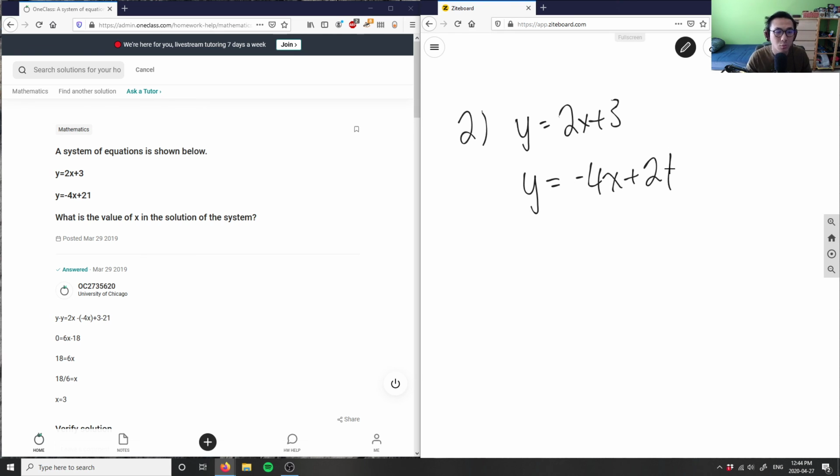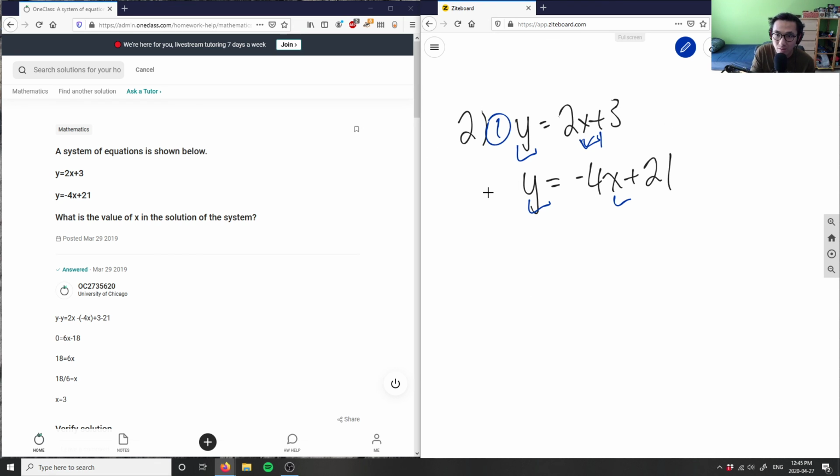Again, it's asking us what is the value of x in the solution of the system. In order to solve a system of equations, we can do either substitution or elimination to get rid of a variable. Right now we have x and y in both equations, and we want to get rid of one variable to solve for an x value. I would get rid of y here because everything's already algebraically set up for me, so I would simply use substitution.